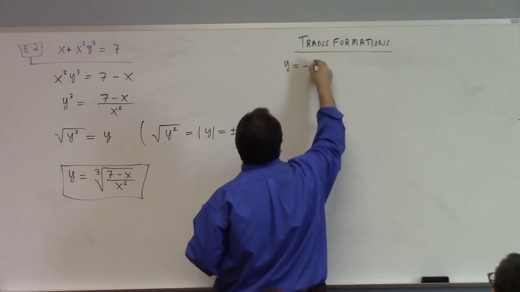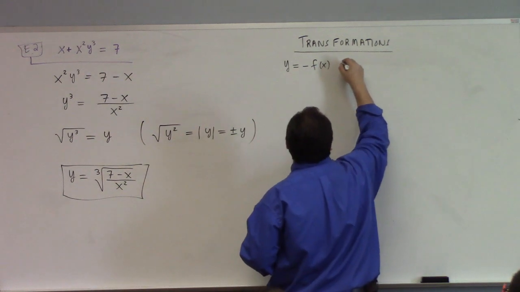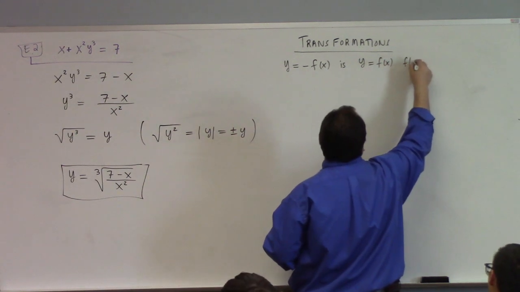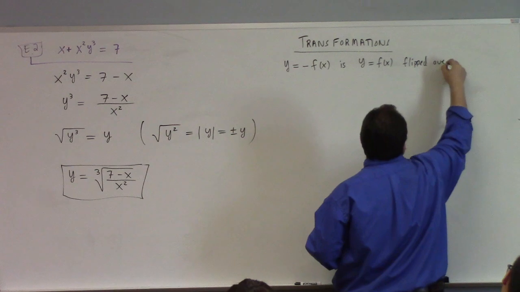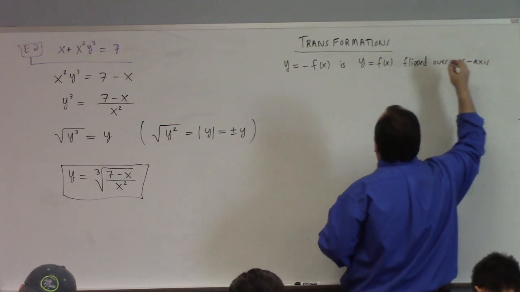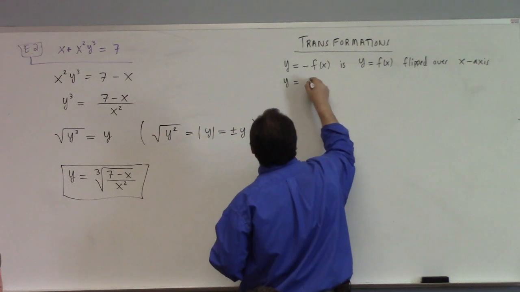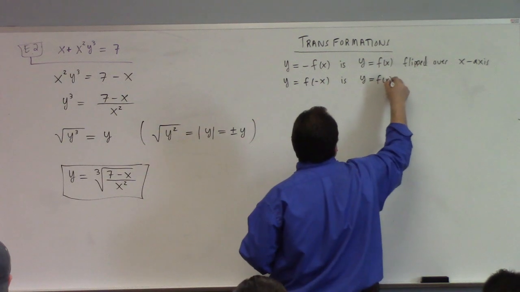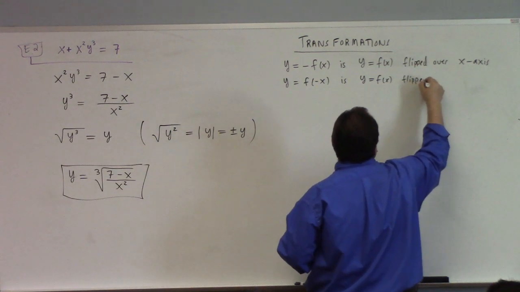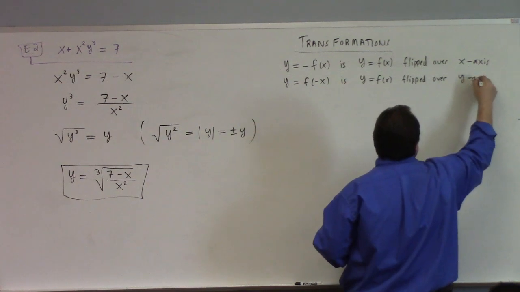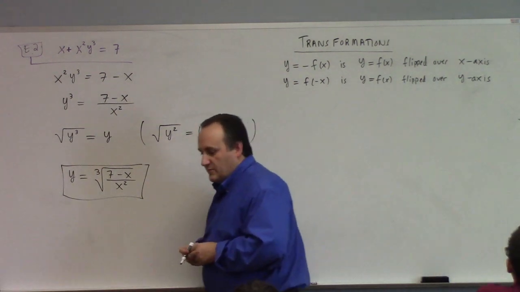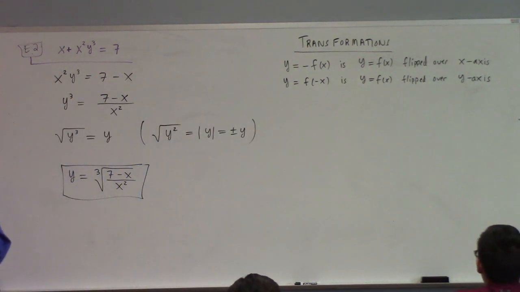So y equals minus f of x is y equals f of x flipped over the x-axis. If we look at y equals f of minus x, that's y equals f of x flipped over the y-axis. And if you don't like the word flipped, you could say reflected. That's kind of the more usual mathematical term, reflected. So reflected across the y-axis, reflected across the x-axis.